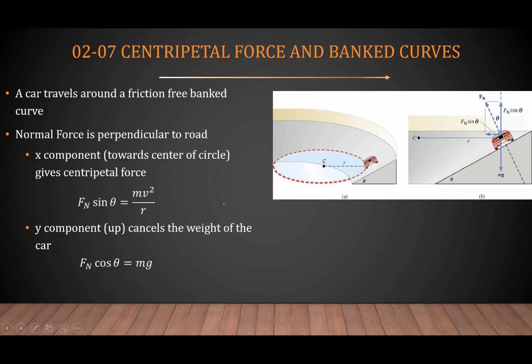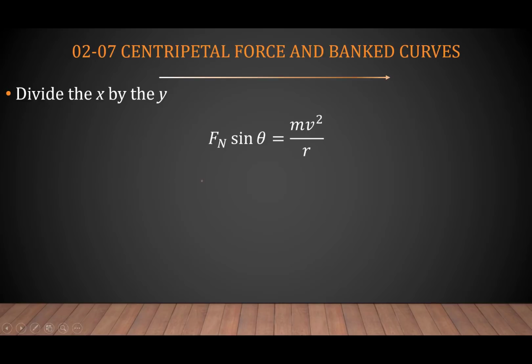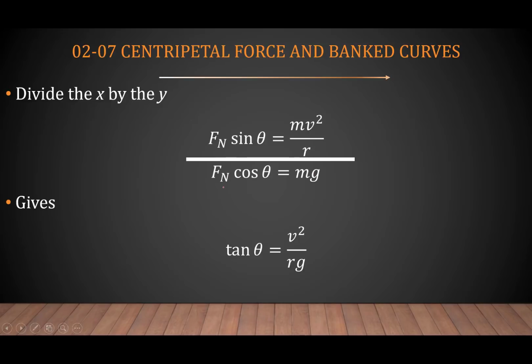And we can combine those equations, dividing the x by the y. We get normal force sine of theta equals mv squared over r, divided by normal force cos of theta equals mg. From sine of theta over cos of theta equals tangent of theta, we get tangent of theta equals v squared over rg. Notice there's no mass, it cancels in this scenario.